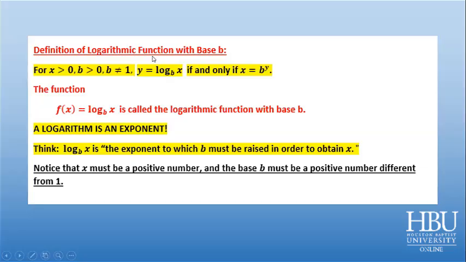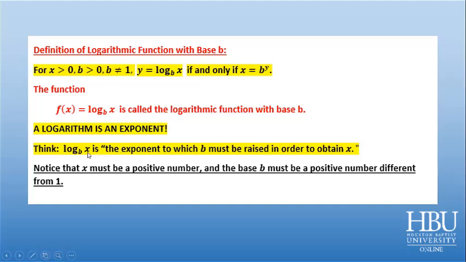Here is our definition of a logarithmic function with base b. Recall that for the exponential function, the base b had to be a positive number and it could not equal 1. That's also true for the base of a logarithmic function. We want b to be greater than 0. b cannot equal 1. We say that y is the logarithm of x to base b if and only if x equals b raised to an exponent of y. Notice y is the logarithm of something and y is the exponent that is associated with this base b.